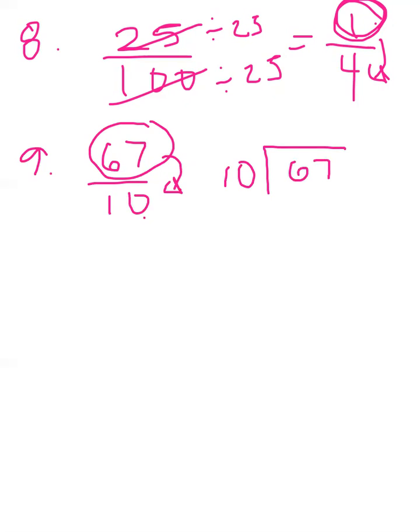So 10 goes into 67 six times. So 6 times 10, 60. And the remainder is 7. So I can't reduce any further. So then our mixed fraction would be 6 whole, and then our remainder is 7 over 10. And that's the most that we can go. So that would be our answer.